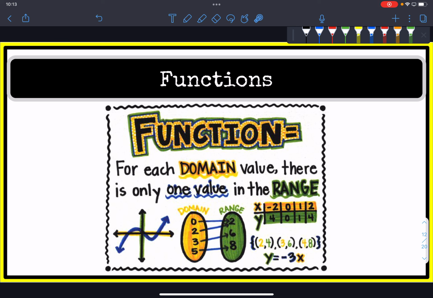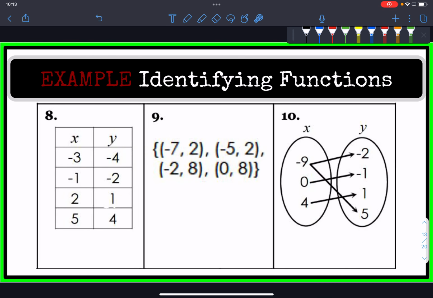In very layman's terms, what this simply means is that if an x value is used more than once or mapped to a second number, then that relation cannot be classified as a function. So for example, here among these three different relations, -3, -1, 2, and 5 are each mapped or paired with only one value of y. -3 is only mapped with -4, the same with -1 to -2, 2 to 1, 5 to 1. So this right here would be a function.